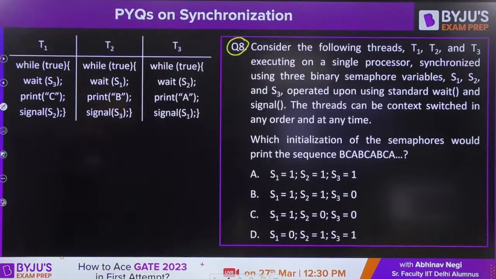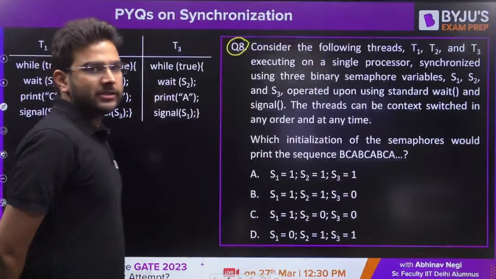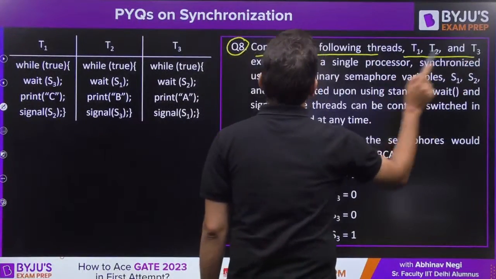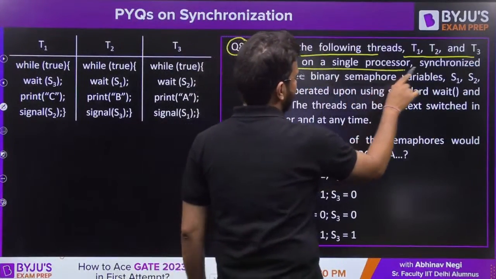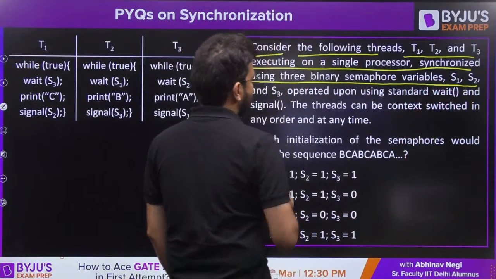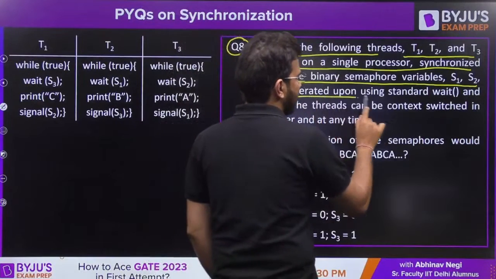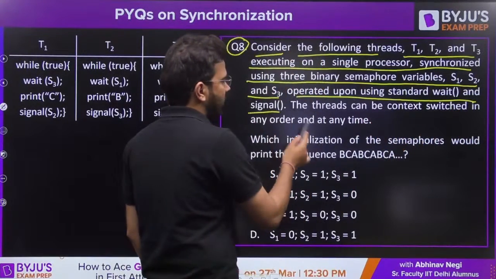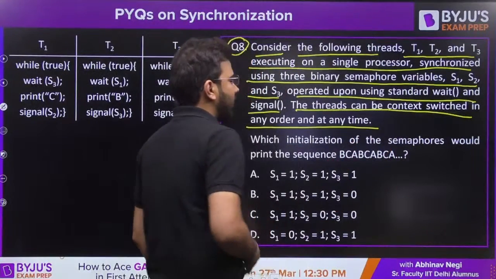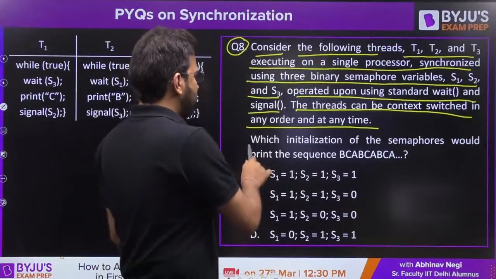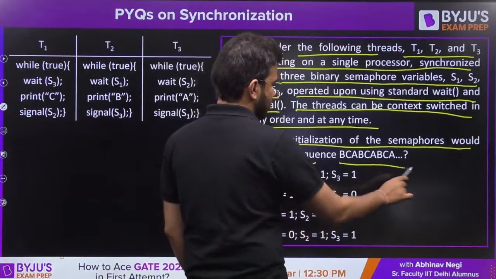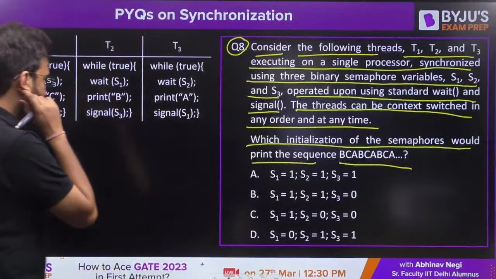C for Chennai. Okay. Let's see the question here. Consider the following threads T1, T2 and T3 executing on a single processor synchronized using binary semaphore variables S1, S2 and S3 operated upon using standard wait and signal. The threads can be context switched in any order at any time. Which initialization of the semaphores would print the sequence BCA, BCA, BCA and so on?